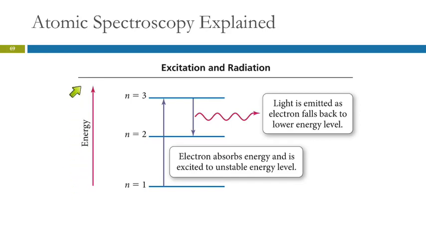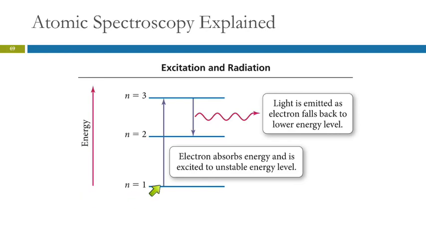Energy diagram here. Energy increasing. Here we have n equals 1, n equals 2, n equals 3. I just realized I've been doing something wrong for about a week now. As the energy levels get higher, they get closer together, not farther apart. I don't know what I was thinking.